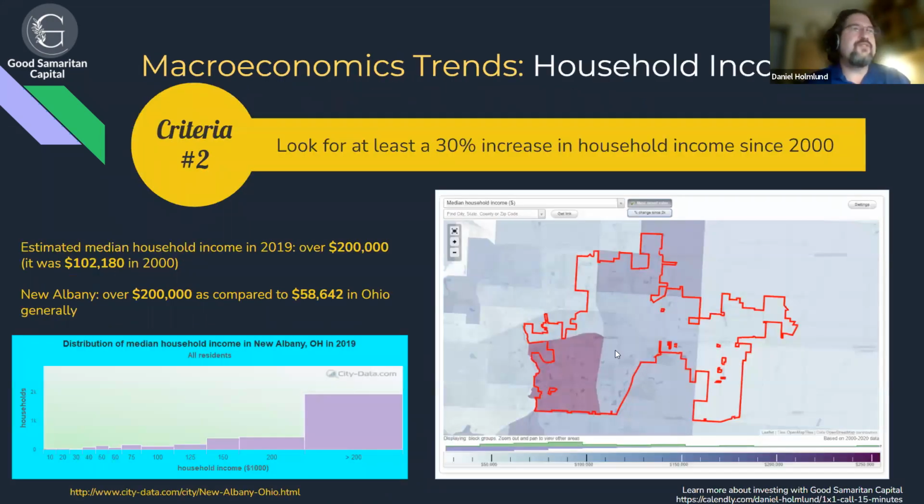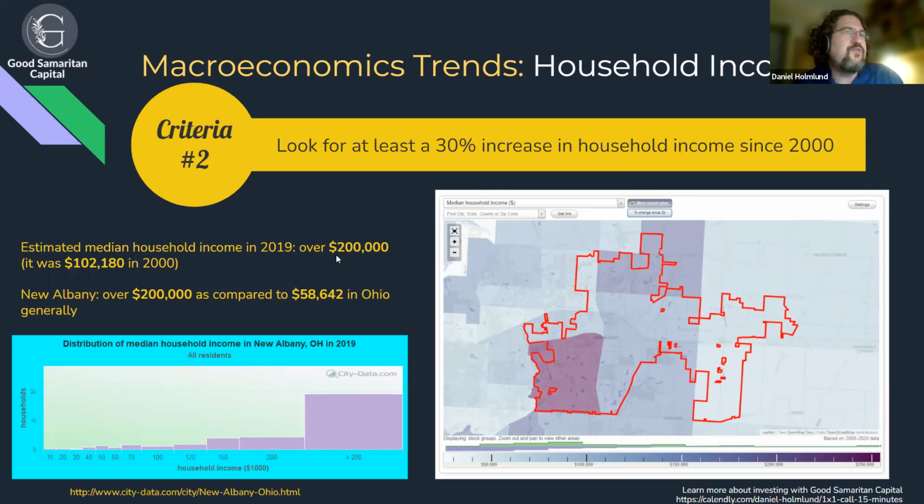Next, macroeconomic trends, household income. Look for at least 30% increase in household income since 2002. And frankly, that's kind of generous. The median household income in 2019 is listed on city-data.com as over 200,000. That's not a precise number. I would want to dig into that a little bit more.